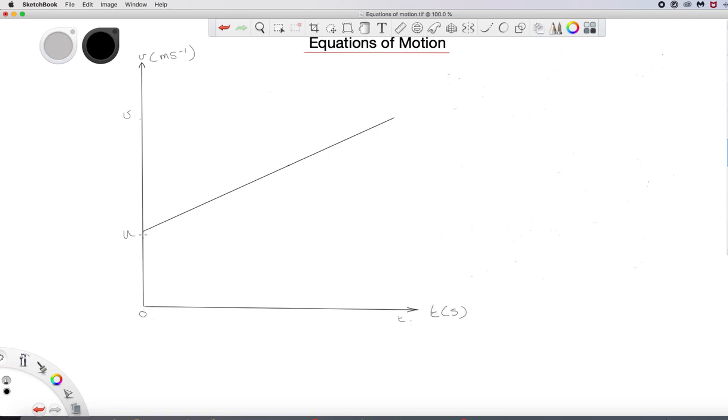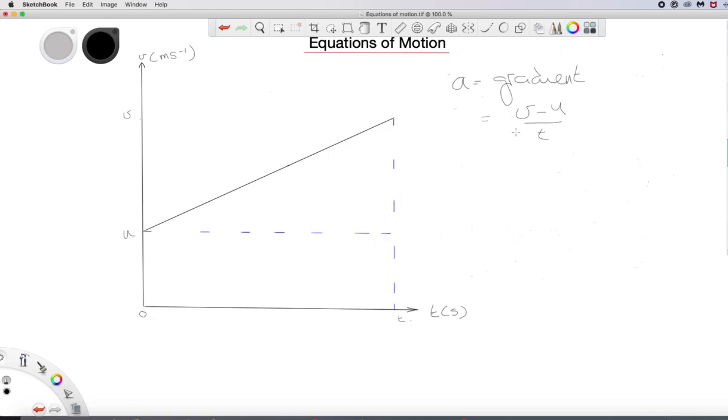Now we know that the gradient of a velocity time graph from our GCSE work is the acceleration. So we know that the acceleration is the gradient, and if we look at the gradient, we have final velocity minus initial velocity. That's the change in y. So we've got v minus u, and the time it took to make that change is t seconds. I just highlight those for you.